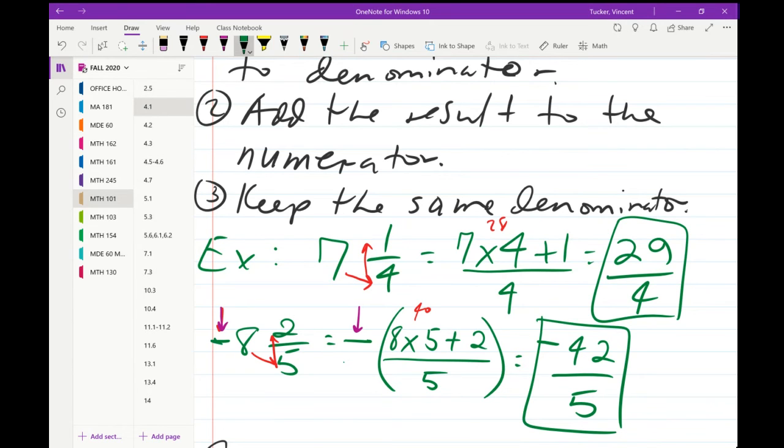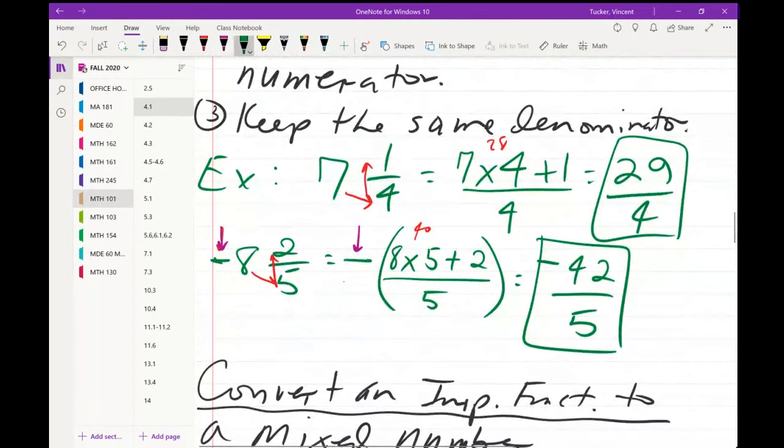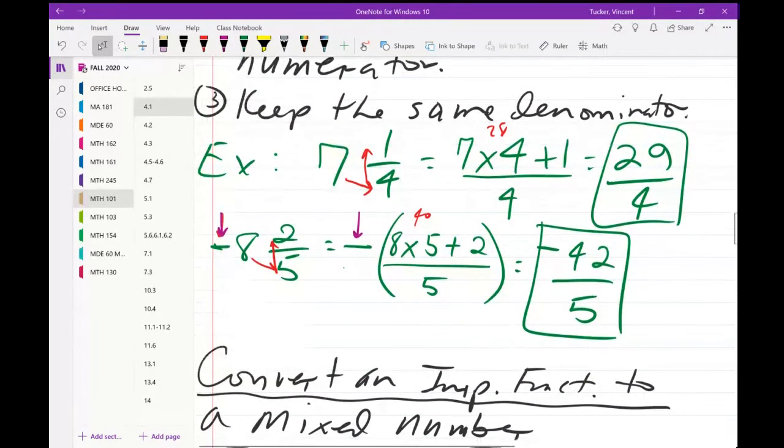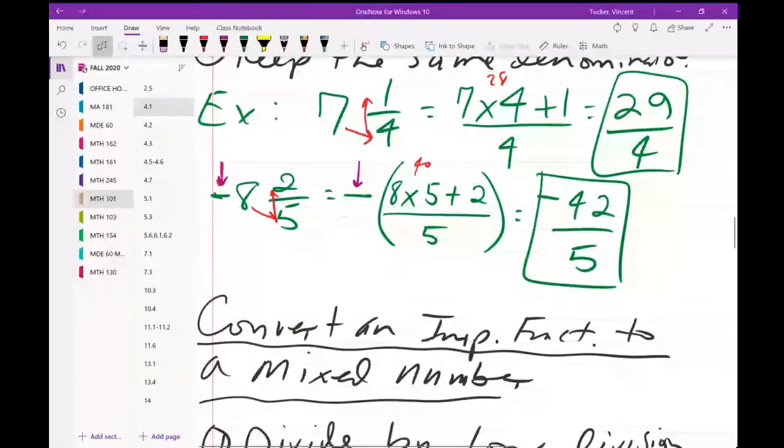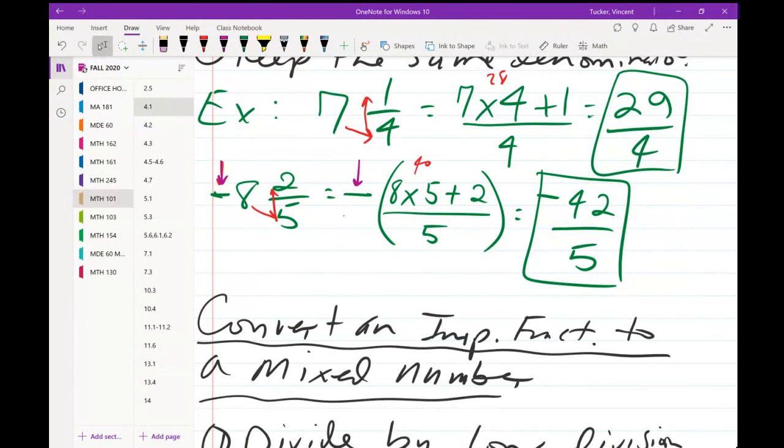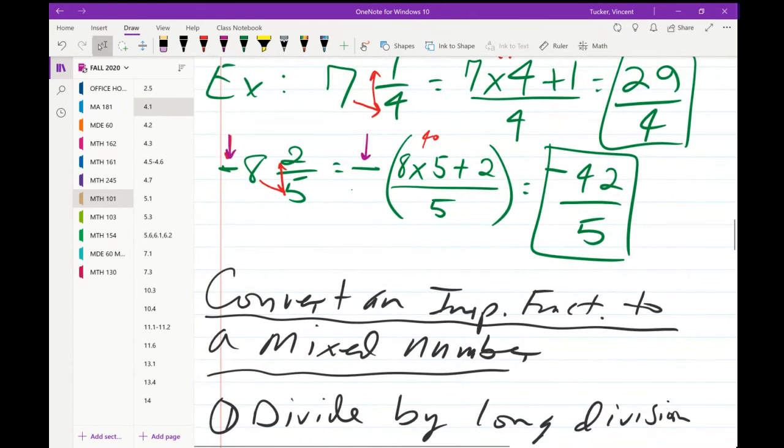All right, any questions? All right, so we're now going to take it the other way. We're going to convert an improper fraction to a mixed number.